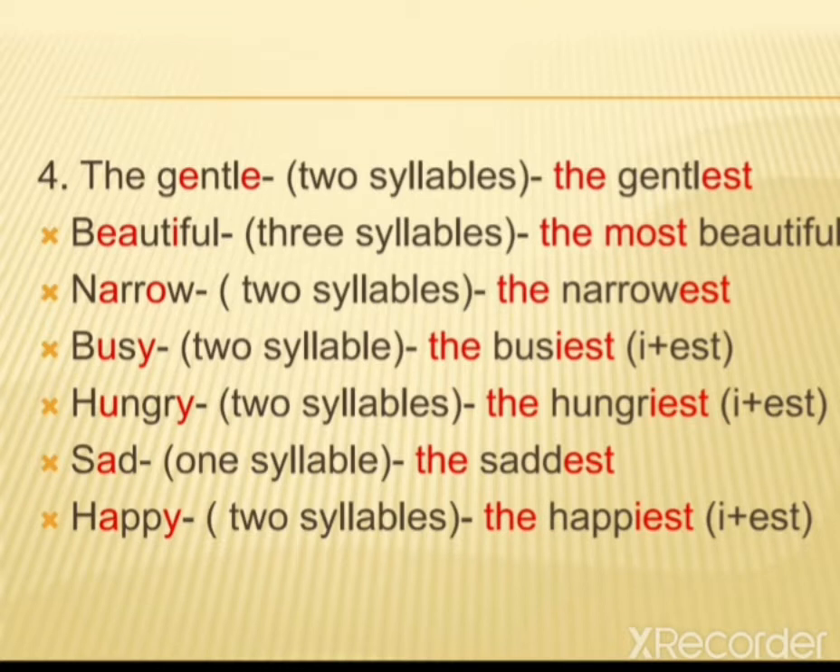Now we have this word busy. Busy. Again, one vowel sound, one vowel sound, is 2. Hungry. 1 and 1. This is 2. Sad. This one is easy. This is only one vowel. There is only one vowel sound, so it is going to be one syllable for sad. Happy. 2 vowels, 2 syllables. Ha, pp, y. Happy. 2 syllables. Do you understand?